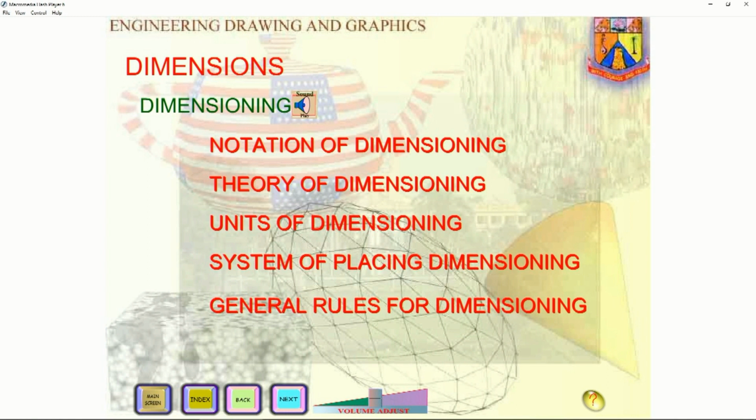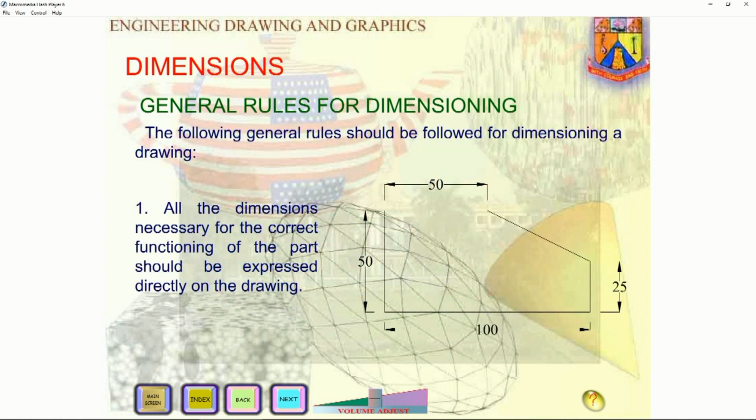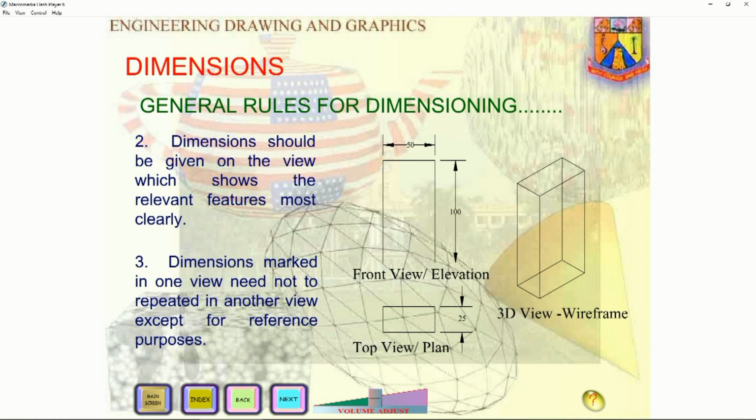There are also some general rules for dimensions, and they are important. Everyone must know them. All the dimensions necessary for the correct functioning of the part should be expressed. If you draw any part, it should have proper measurements. Dimensions should be given on the view which shows the relevant features most clearly. Dimensions marked in one view need not be repeated in another view, because that is unnecessary, takes time, and also occupies space. So do not repeat.